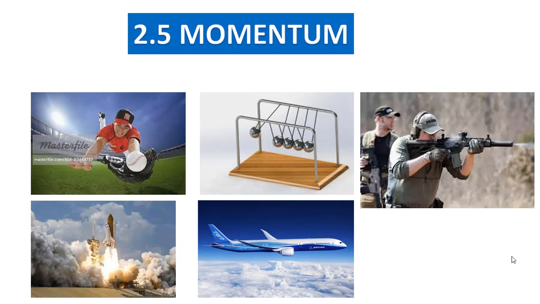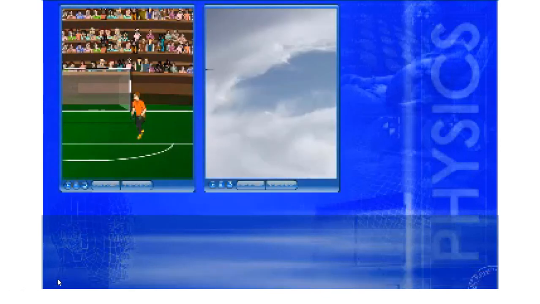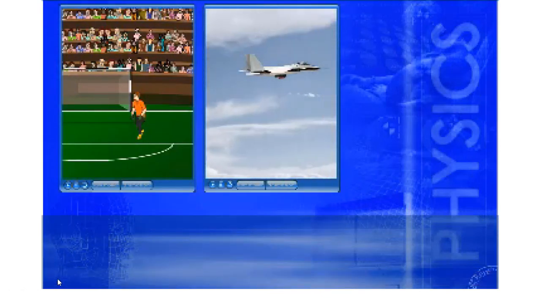Okay, so we continue with the last part of our study about momentum. This time we are going to learn about the application of the principle of conservation of momentum. Okay, so we look at this video. The principle of conservation of momentum has many applications in our everyday lives.